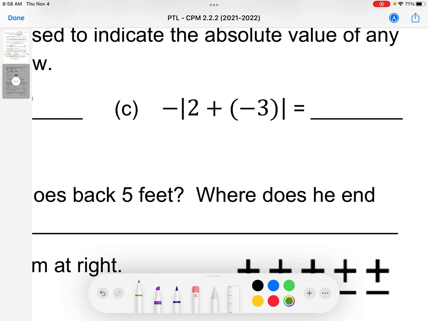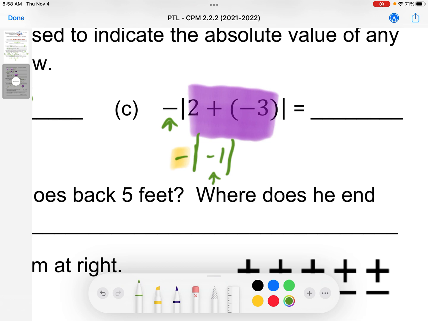Now, in this case, there's a little bit of trickiness with this negative on the outside. So I'm going to put my attention on what's on the inside. I'm going to start at 2, going to add a negative 3. So inside, that's going to put me at a negative 1. What's the absolute value of negative 1? Well, how far is negative 1 from 0? Well, that's 1.